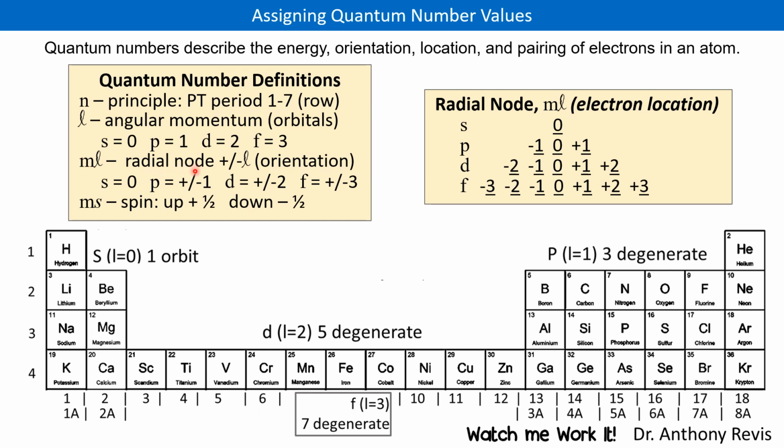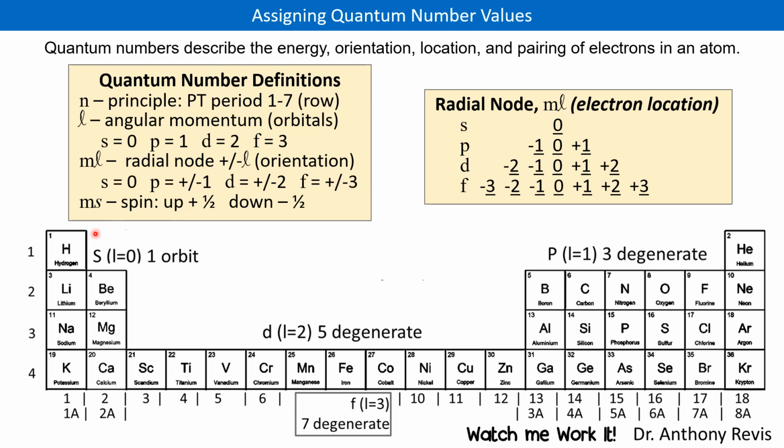ML is the radial node. It's plus or minus L values. In other words, it's related to the angular momentum. It deals with the orientation. If S has a value of 0, P is plus or minus 1 through to 0. D equals plus or minus 2 through to 0, which means plus or minus 2, plus or minus 1, 0. F is plus or minus 3 through to 0, which means plus or minus 3, plus or minus 2, plus or minus 1, and 0.